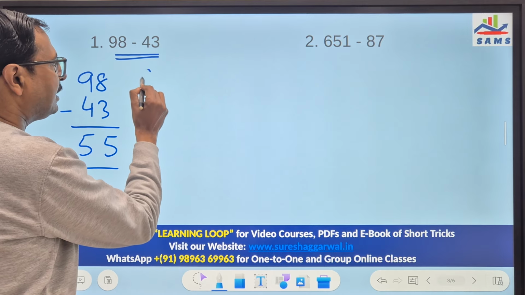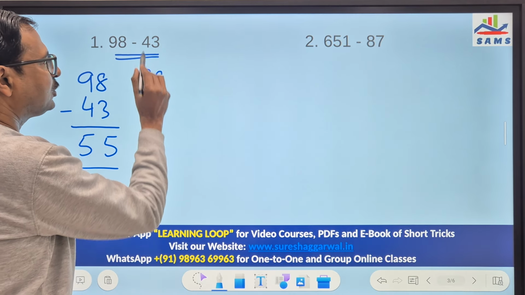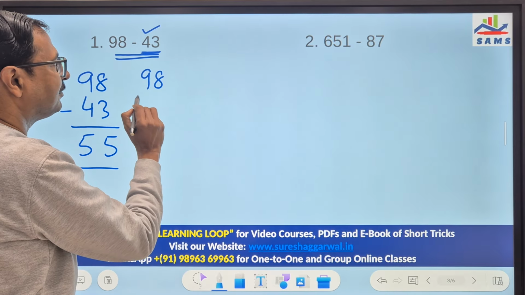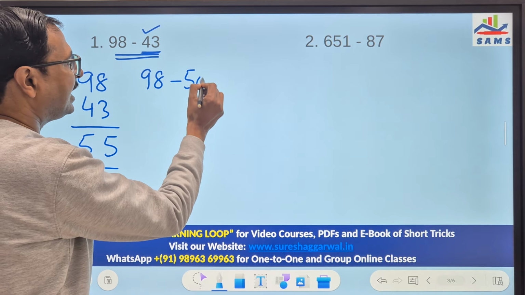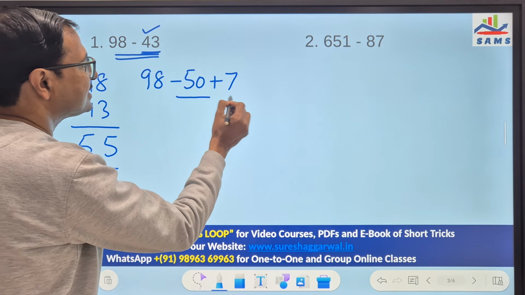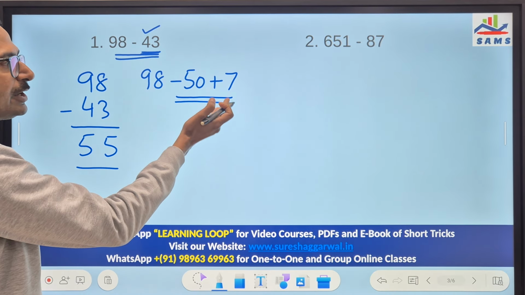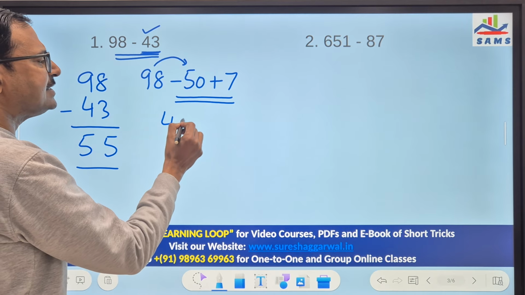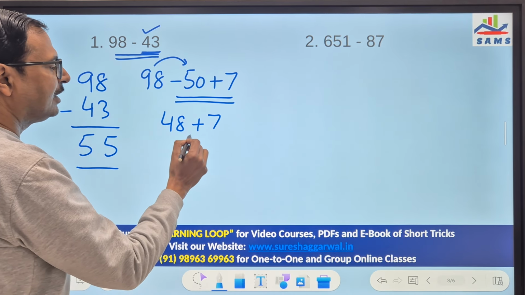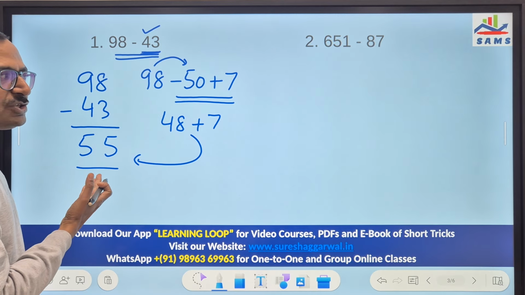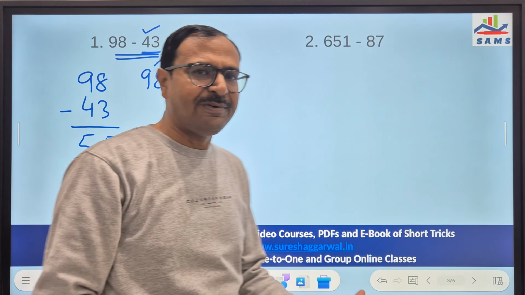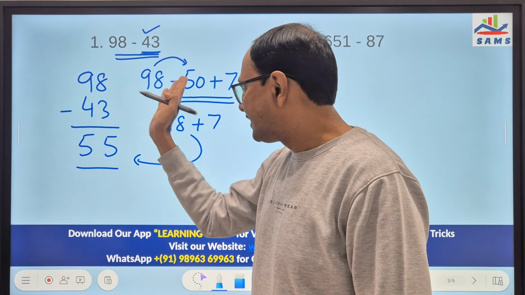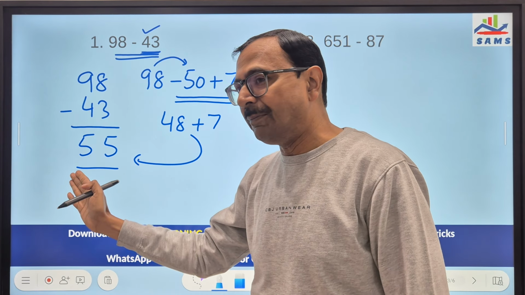But the mental maths lovers, they would like to subtract. Instead of subtracting 43, which is a challenging number, they might subtract 50 and add 7 to the result. It is exactly same as subtracting 43. Now subtracting 50 from 98 is very easy, and adding 7 to something is again easy, which will fetch you the same result, 55. Now you will say, why should we do this thing when this is available?